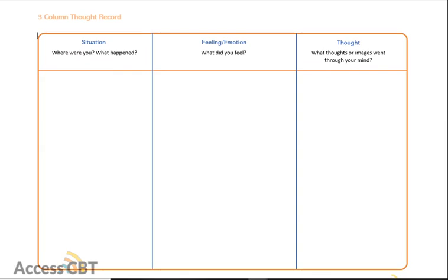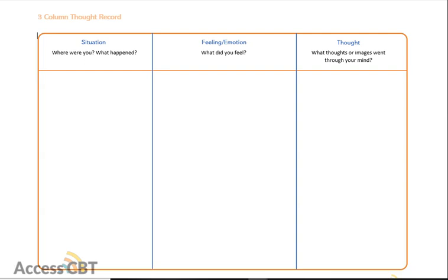3-column thought records are really useful because a big part of the cognitive behavioural process is training ourselves to notice when certain thoughts are there. Okay, so just by using the 3-column thought record, we're able to start training ourselves to think a little bit about what is the actual thought that's going through our minds at that point where we're feeling that emotional distress.